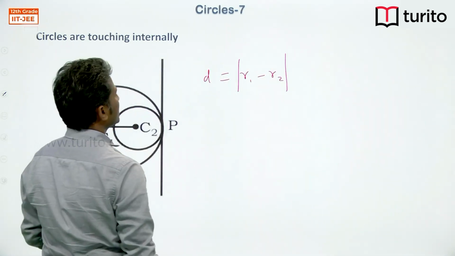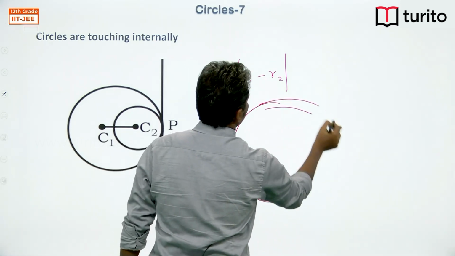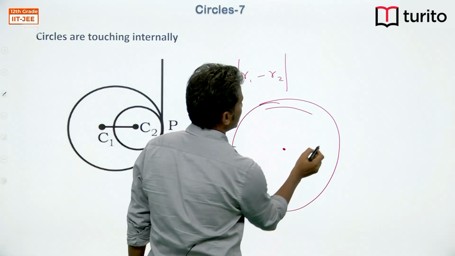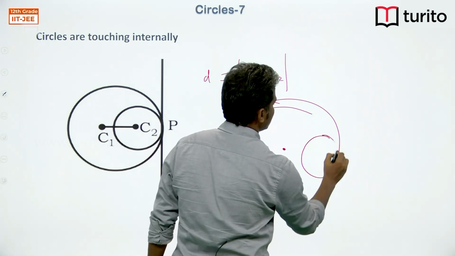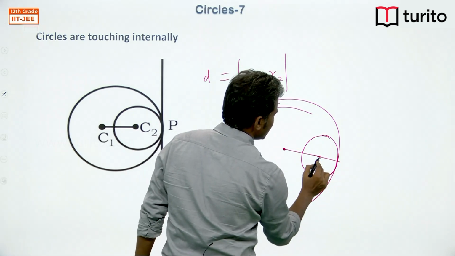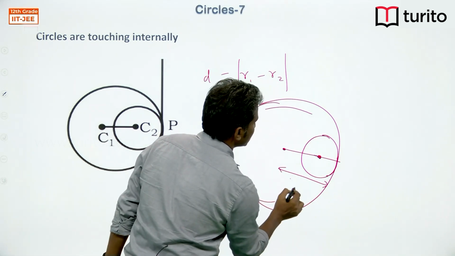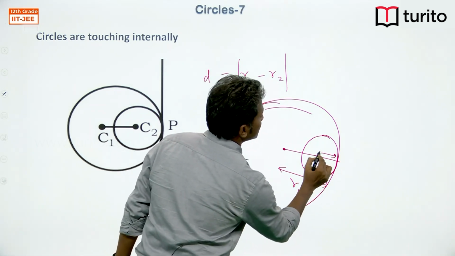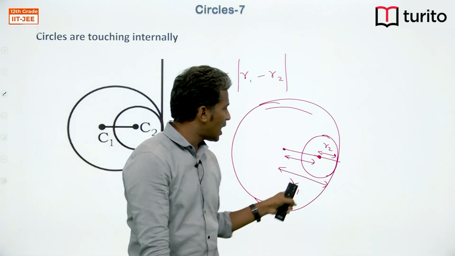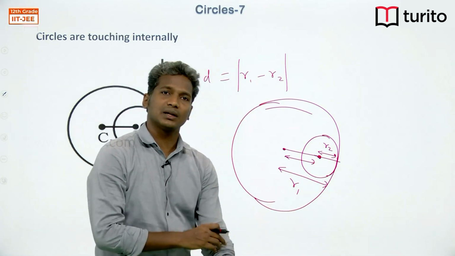Here the centers are not clear, so let me draw a separate diagram for you. Let's say this is one center, and there is one circle here which is touching internally. Now, when I join the radius through this center, this entire distance is going to be r1, and this small distance is going to be r2. So the distance between centers can be written as r1 minus r2. In this case, d is equal to mod of r1 minus r2.